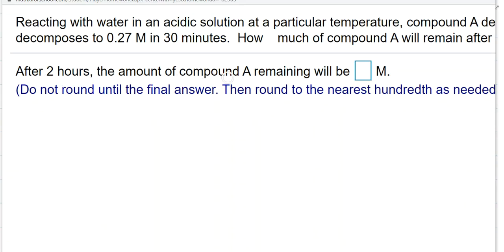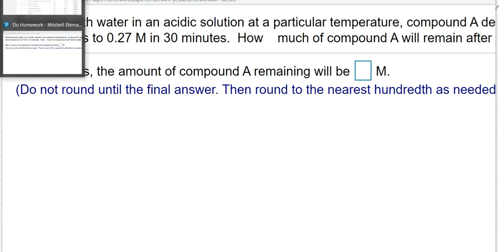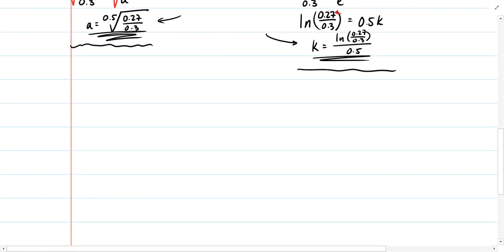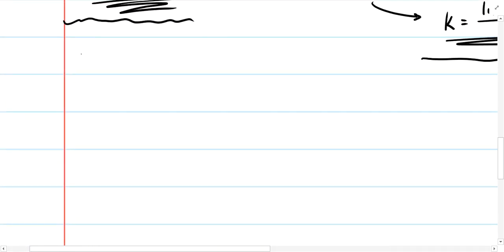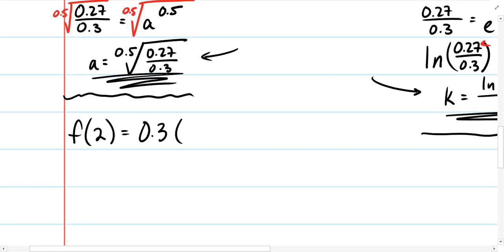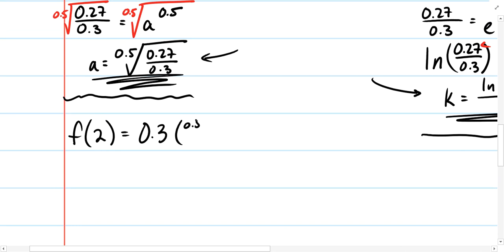After 2 hours, the amount of compound A remaining will be how many moles? Well, we've got our growth factor in both cases, and we know our initial value. So after 2 hours' time, our initial amount of 0.3 times the growth rate of the 1/2 root of 0.27 divided by 0.3, raised to the power of 2, because we're evaluating at 2, now's the time where I would reach for a calculator.